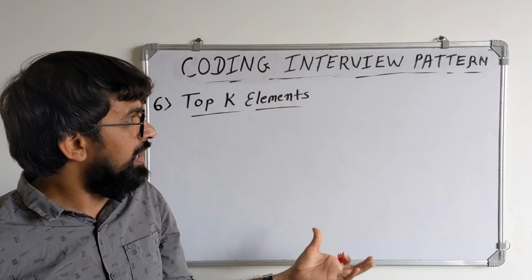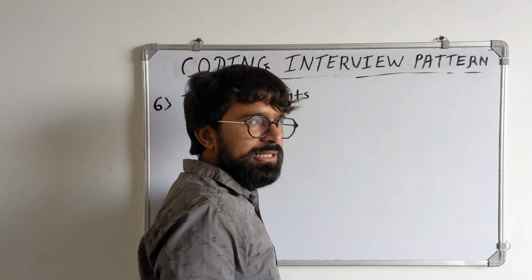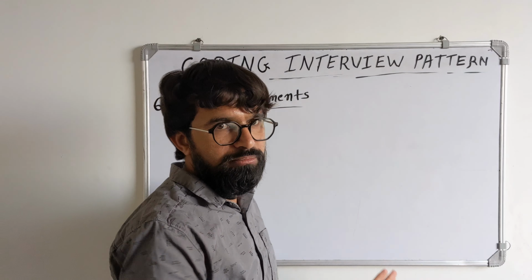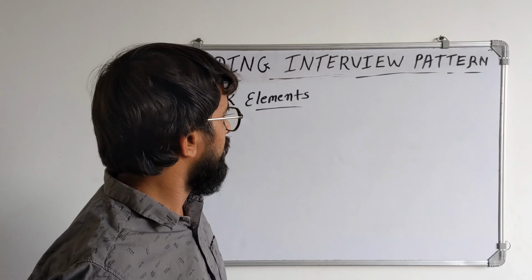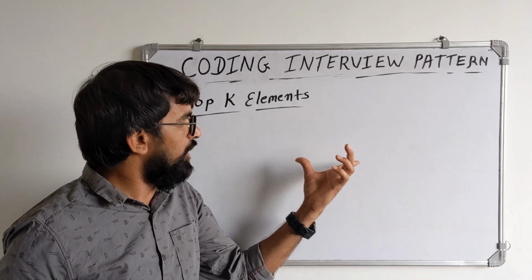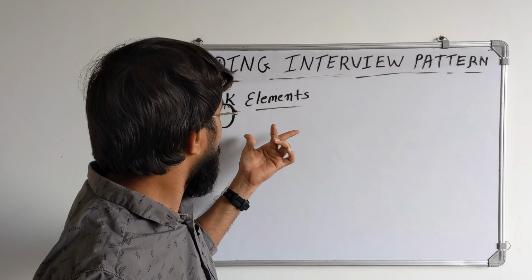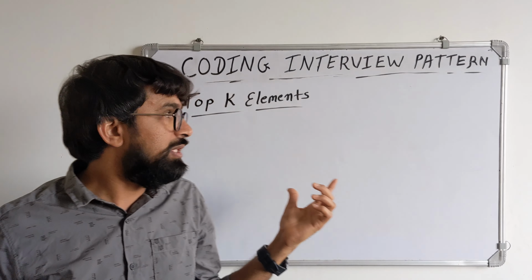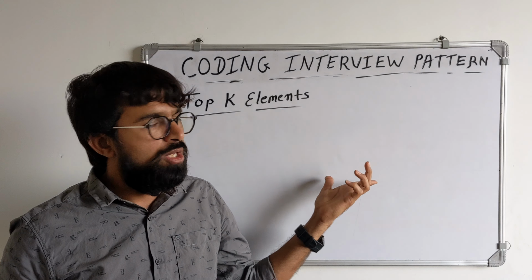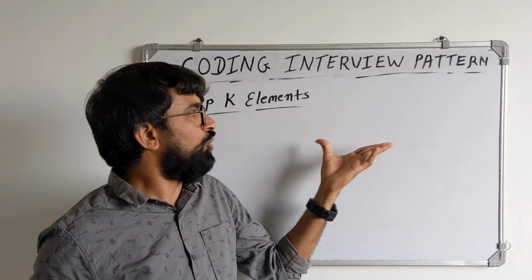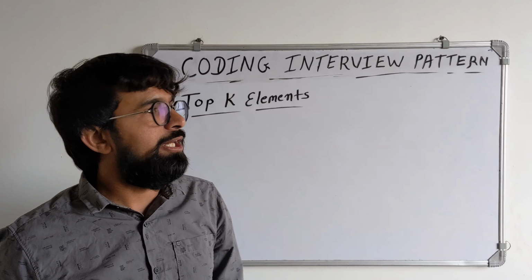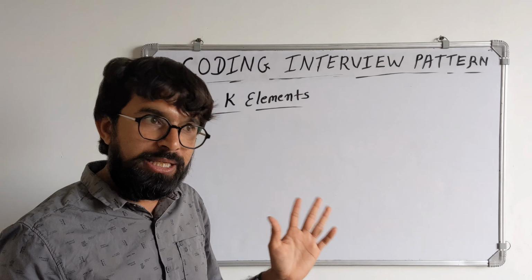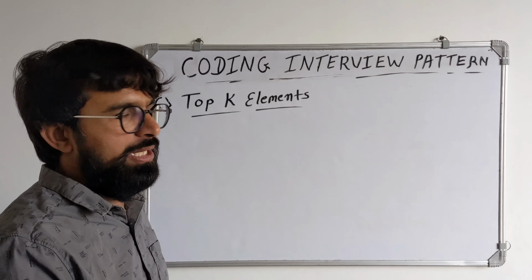So what it says is, suppose you want to find the top k largest numbers from a list of numbers, how can you do it? Before I start, one request. In this top k elements pattern, we are going to use the minimum heap and maximum heap. So if you have not watched the two heaps pattern video, please watch it. It will be easy for you to understand min heap and max heap, and then come back.